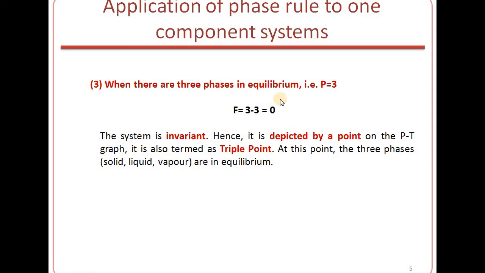Next one, when there are 3 phases in equilibrium, in that case the total number of degrees of freedom comes out to be 0. So we can't vary either pressure or temperature independently. When the degrees of freedom is 0, there is no independent variation of any variable. There is a fixed value of temperature and pressure at which we get all the phases in equilibrium. So the system is invariant or non-variant, and it will be depicted by a single point on the pressure temperature graph, and we also term it as the triple point. At this point, all the 3 phases, solid, liquid and vapor, will be in equilibrium.